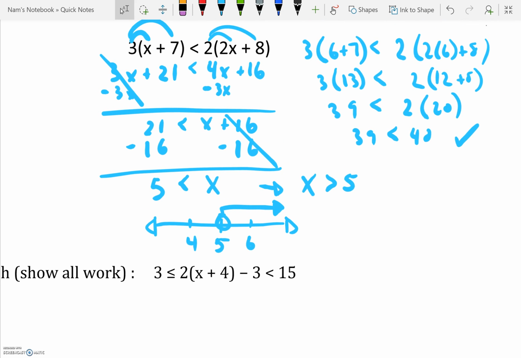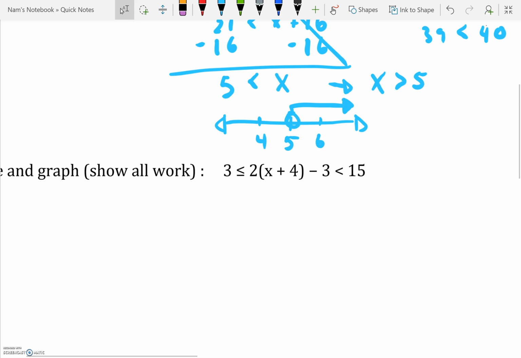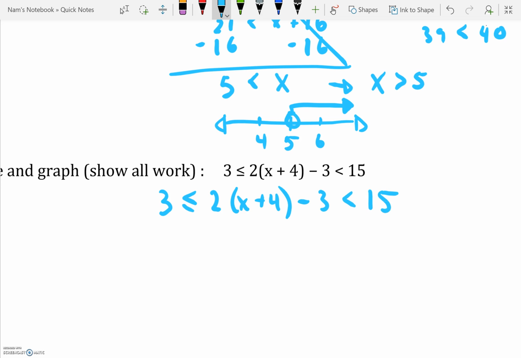All right, let's move on to the next one. Here I have what's called a compound inequality. This is considered a conjunction. So I have 3 is less than or equal to 2 times x plus 4 minus 3 is less than 15. There is a couple strategies to approach this. The one we talked about in class is working on this simultaneously. You can definitely do that.